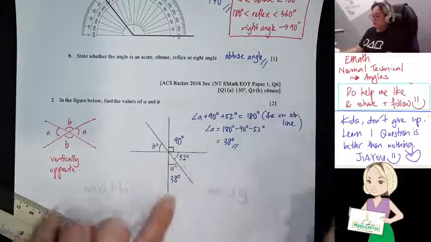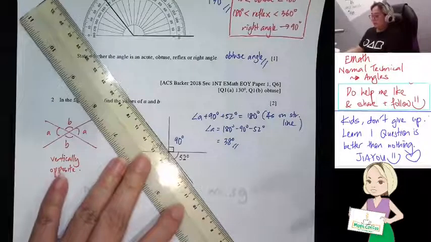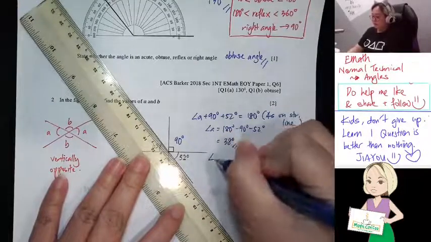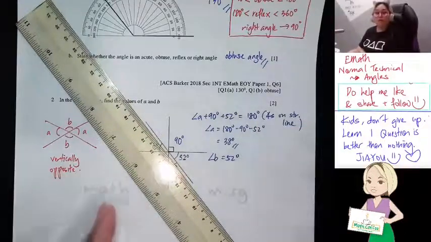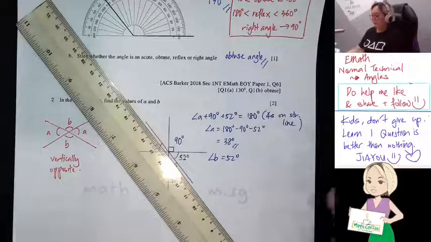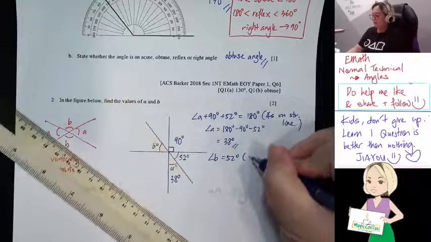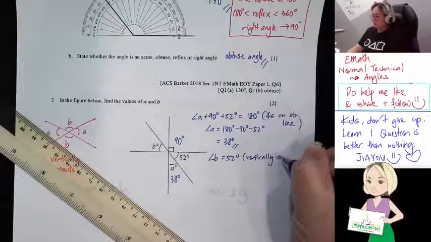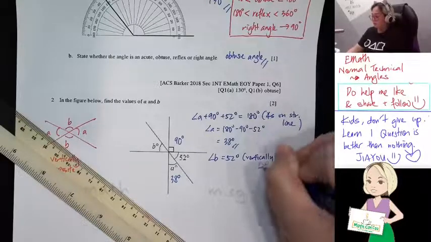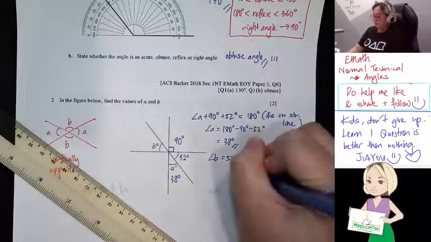Over here, you will write angle B is equal to 52 degrees. Out of nowhere, you write angle B equals 52 degrees. Why? You have to put the statement at the side here: this is because it's vertically opposite angles. Done. Okay.